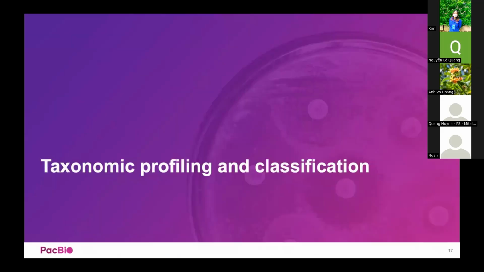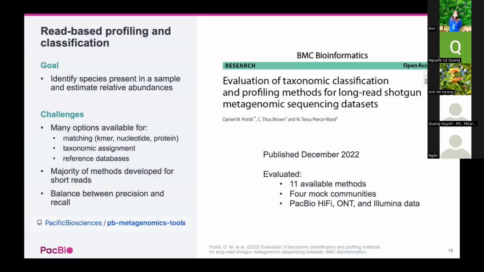So the next application is read-based profiling and classification. As Ray has just mentioned previously, the goal is to identify the species present in the sample and estimate their relative abundances. But there are several challenges associated with profiling and classification. The most important one is that a lot of the methods for long reads are still being developed, and so the best practices and how these methods performed was unclear.